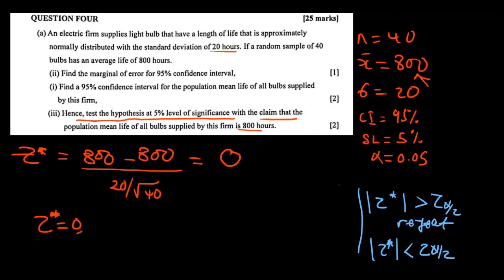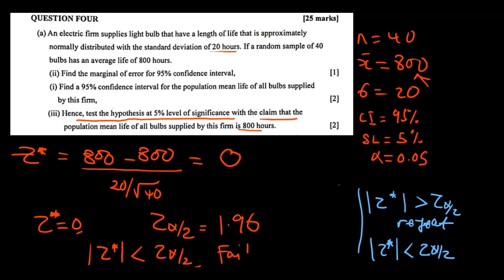Now let's find the Z critical. The Z critical, we already found it when we were dealing with question 1. The Z critical here at 95% confidence is just 1.96. So what do we notice here? The magnitude of the Z observed is actually less than the Z critical. If we have such a situation, we are going to fail to reject.